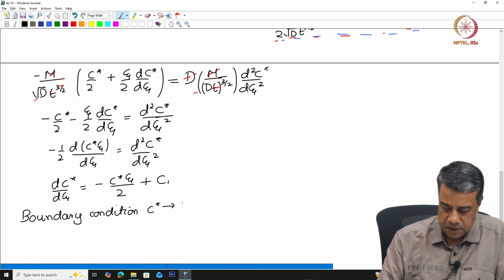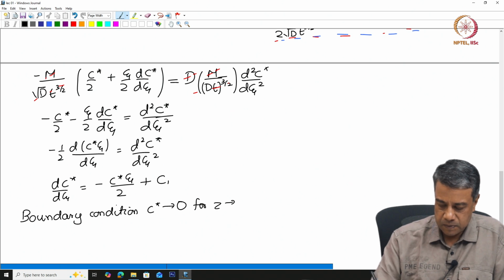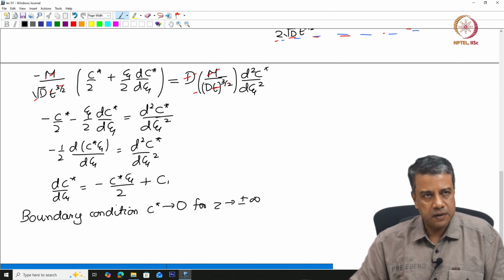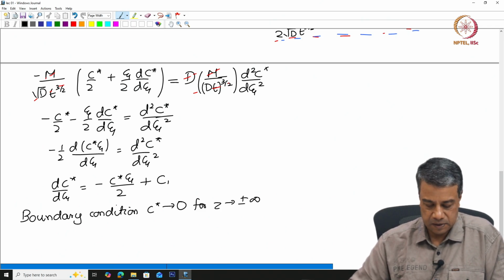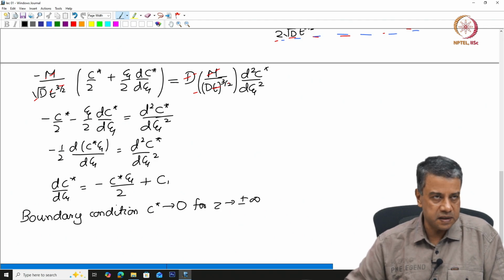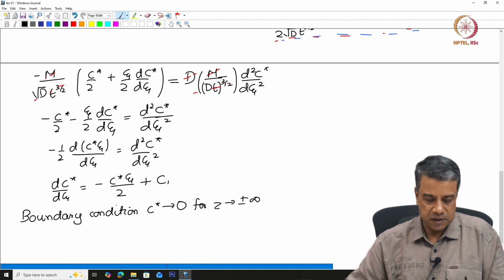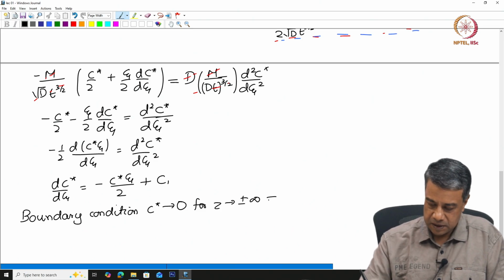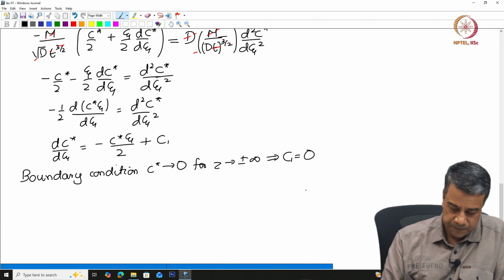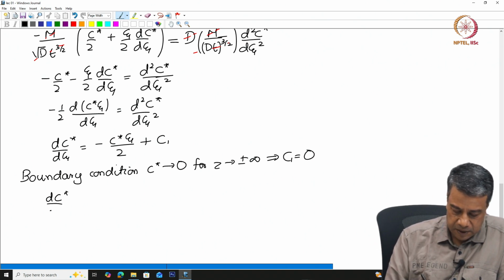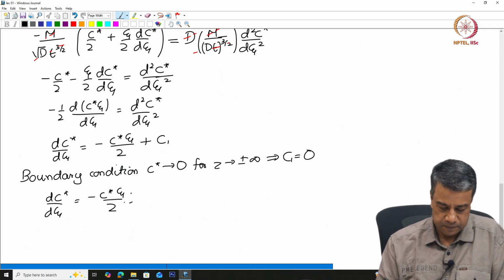C star goes to 0 for z going to plus or minus infinity, or psi going to plus or minus infinity. When C star goes to 0, dC star by d psi also goes to 0, and C star times psi also goes to 0, as we will show a little later. So, as z goes to plus or minus infinity, C star goes to 0 and the derivative also goes to 0. Therefore, this requires that C1 is equal to 0. And the equation becomes dC star by d psi is equal to minus C star psi by 2.